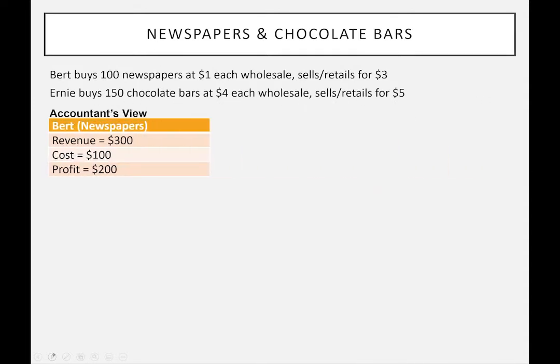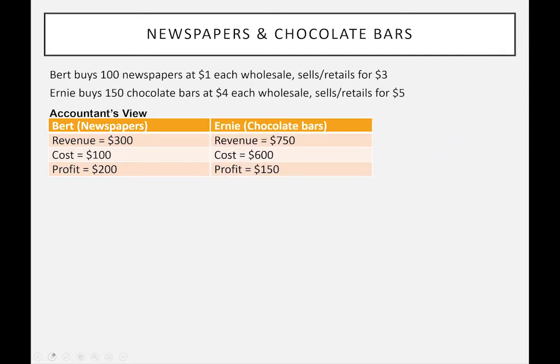In the case of Bert, his revenue is going to be $300 because he sells 100 newspapers at $3 each. His cost of goods sold, again ignoring his time, is $100, so his profit is going to be $200. Ernie, on the other hand, his chocolate bars are going to cost him $600. That's his cost of goods. He sells them at $5 each. So that means 150 times 5. You can check the math. It turns out his revenue is $750, so his profit is going to be $150.